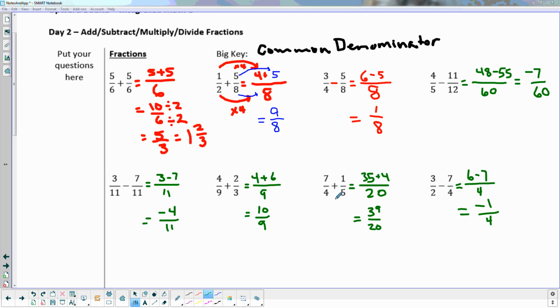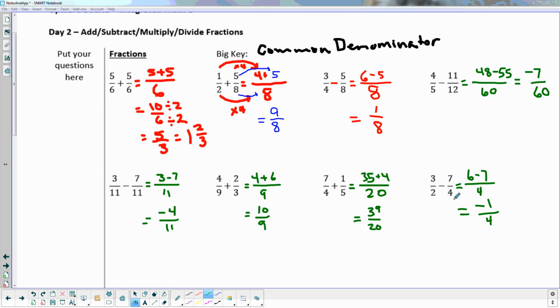And then I had to multiply both of those. So how to turn 4 into 20, multiply by 5. 7 times 5 is 35. How did I turn 5 into 20? I multiplied by 4. So 1 times 4 is 4. And I get 39 over 20.